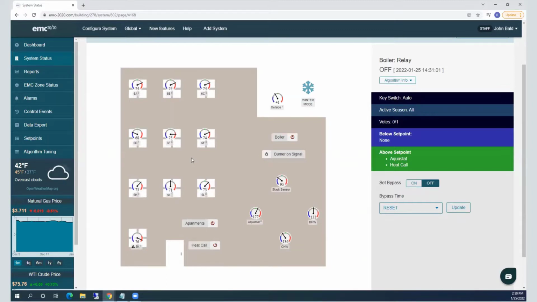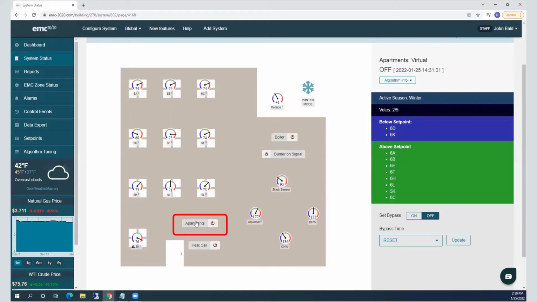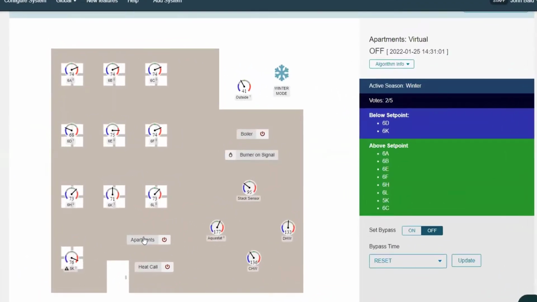So, the thing that drives your apartments and their temperature is the apartment's algorithm. The apartment's algorithm judges whether enough sensors are below the set point that you have set for it. So, for example, here, only 2 sensors out of 5 needed are asking for heat. So it's not going to fire.